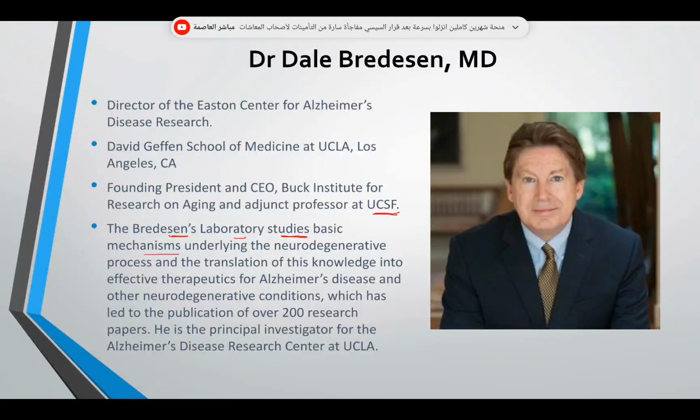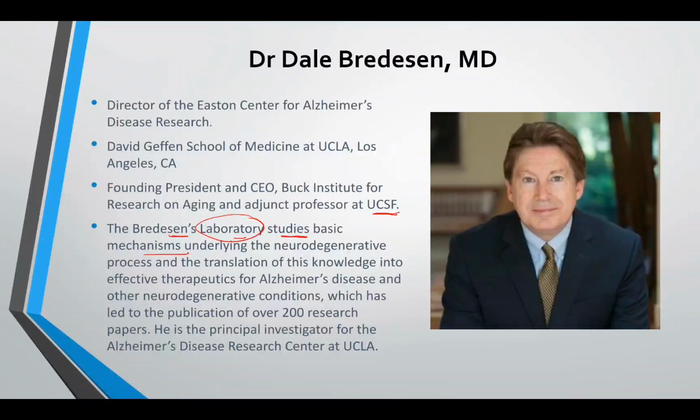Dr. Bredesen's laboratory studies basic mechanisms. The laboratories studied the basic mechanisms underlying the neurodegenerative diseases, and he translates the knowledge into effective therapeutics for Alzheimer's disease. When I say effective therapeutics, I mean therapeutics that can stop Alzheimer's disease or reverse it. Also, that benefits other neurodegenerative conditions, which has led to publication of over 200 research papers. He is the principal investigator for the Alzheimer's Disease Research Center at UCLA. This is the minimum. He has so many activities also in the field of research.